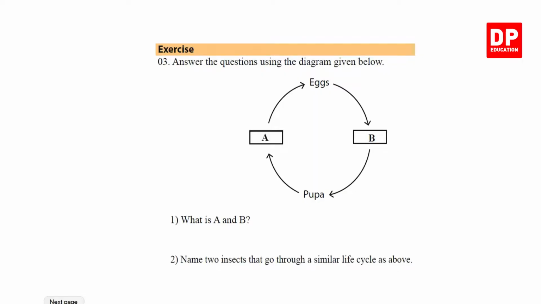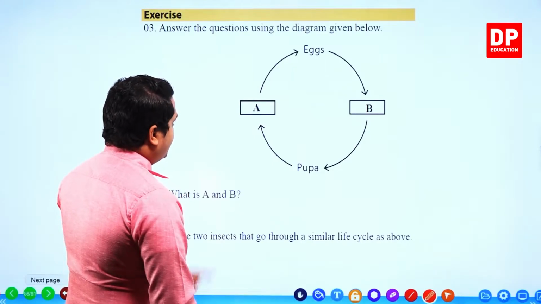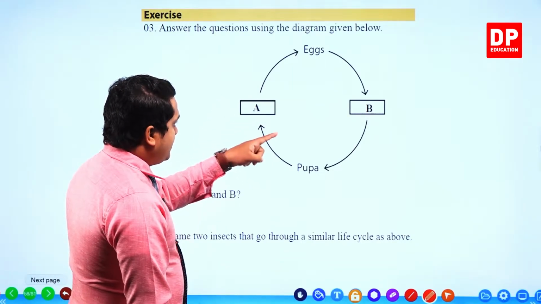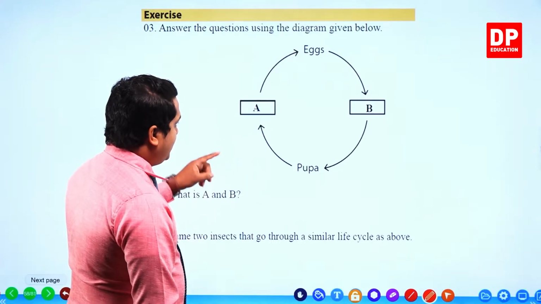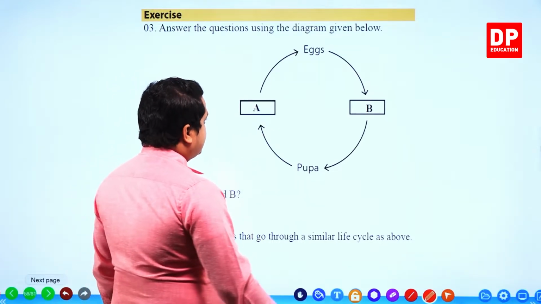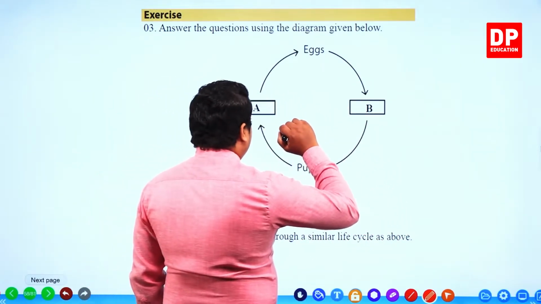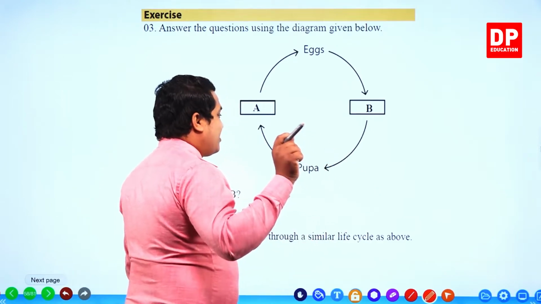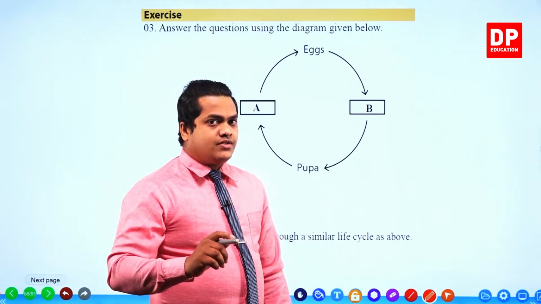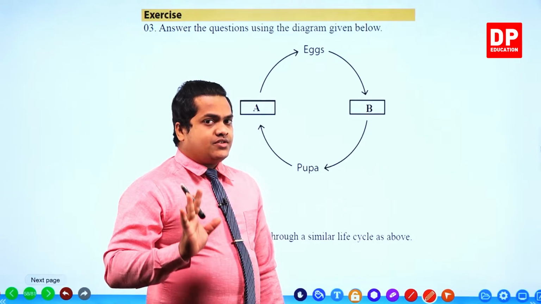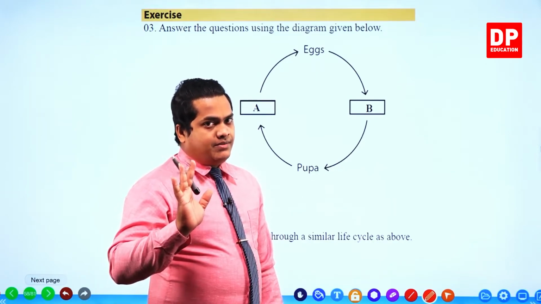You are given a figure of a life cycle. You have to write down the answers to the questions using the diagram given. So what is A and B? Eggs, then B, pupa, then A. You know that eggs are getting converted into, there are four stages. So if there are four stages, this is referring to complete metamorphosis, my dear children, right? There are four stages, then definitely they are showing complete metamorphosis.